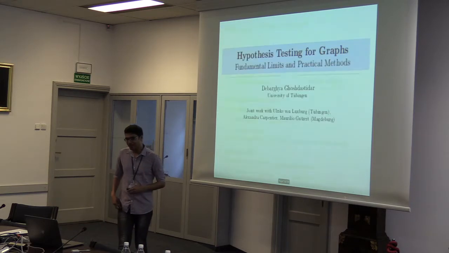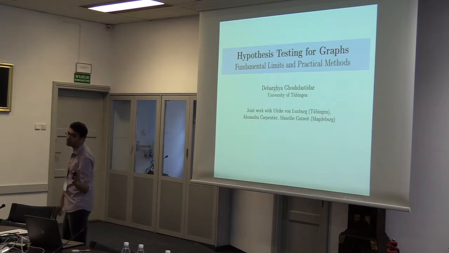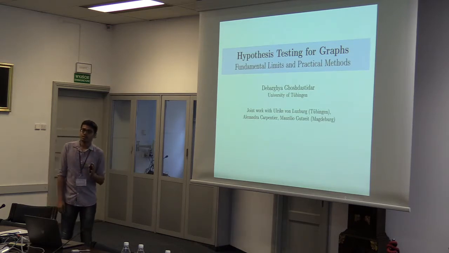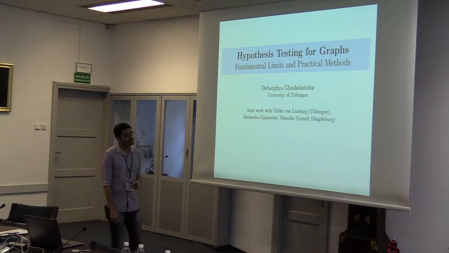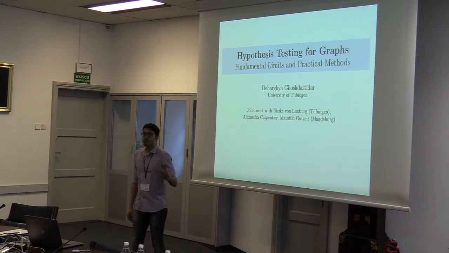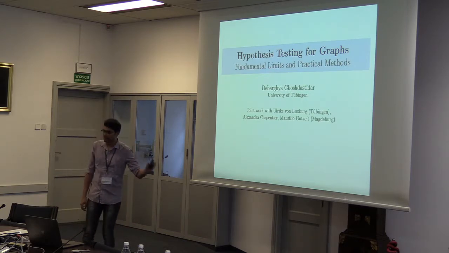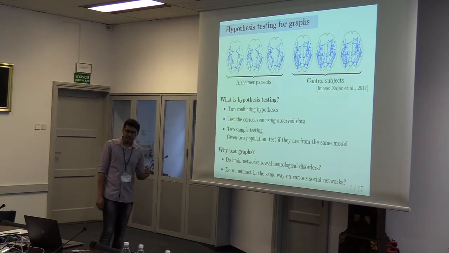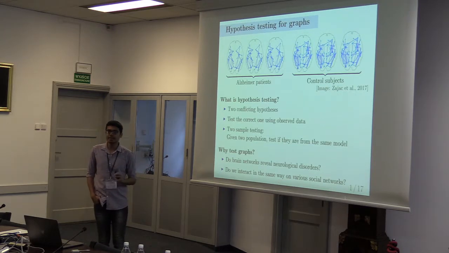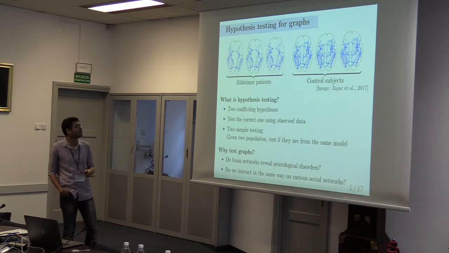Okay, so the title of the talk, as it suggests, what we want to do here is hypothesis testing for graphs, and what we want to really understand is when is this problem solvable in some sense, because practically it can be a slightly tricky problem to understand why it should even be solvable.